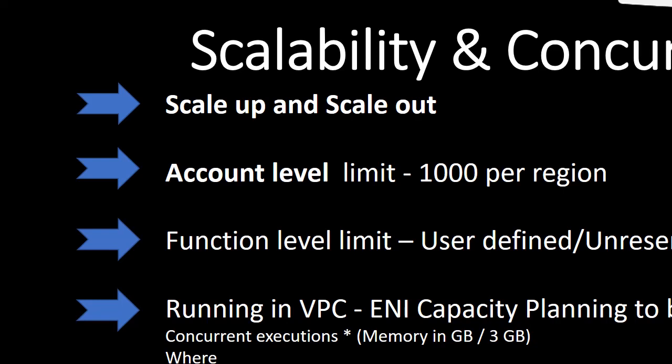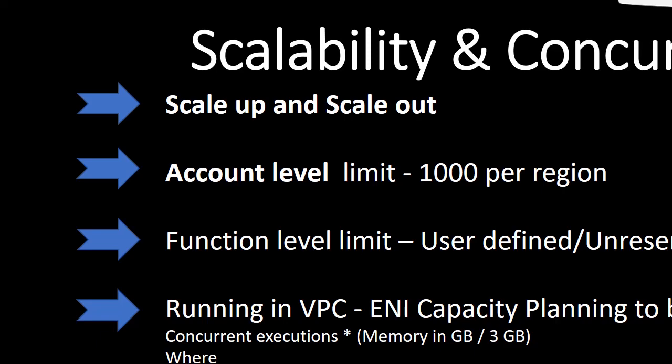So it is not a good practice to use the unreserved account level limit, because if for any reason the number of concurrent executions increases for a particular function and exhausts all the limit, then it can cause throttling for all the other functions, and they will not be able to entertain any request. To avoid this issue, we should always define a function level limit.